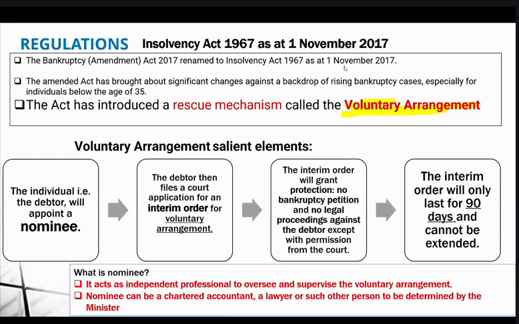And then these are the salient elements of voluntary arrangement. The debtor will appoint a nominee. A nominee is, for example, an independent professional. It could be a lawyer or an accountant. And they will file an interim order for voluntary arrangement.